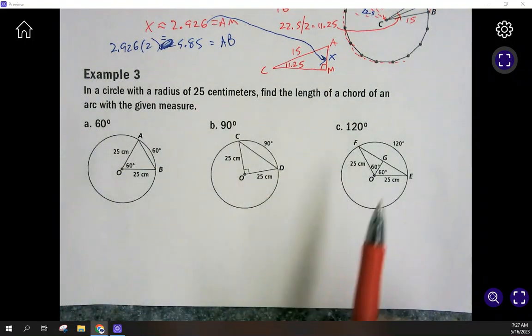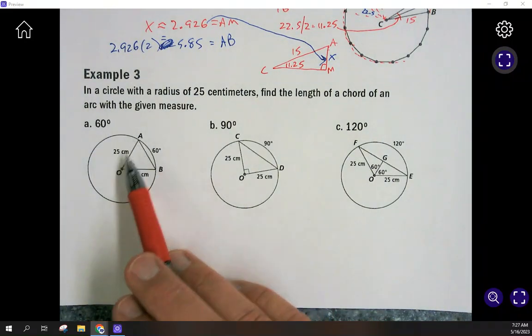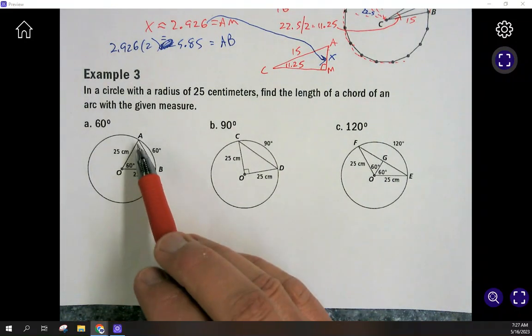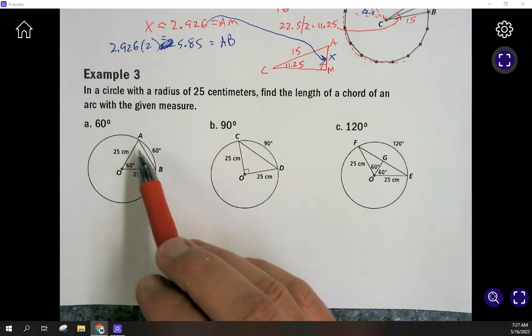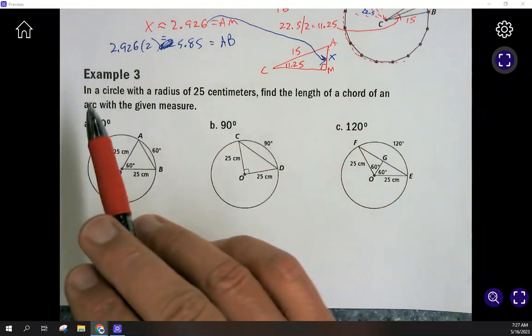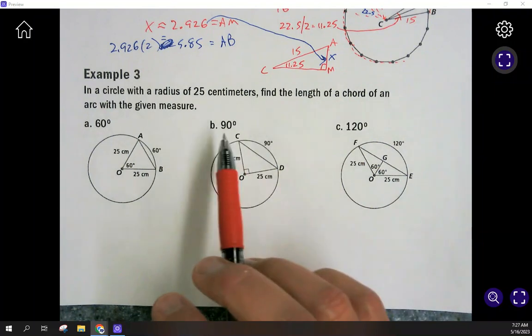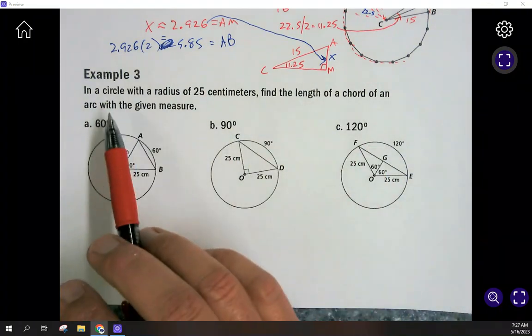So let's look at these special situations here. Again, I've given you the pictures. You may have to draw these yourself. So you would have to draw a circle. There's a radius of 25. You would have a chord that's connected, and each radius to the endpoints of that chord are 25. And then the measurement of the arc that it's creating is different in each example.